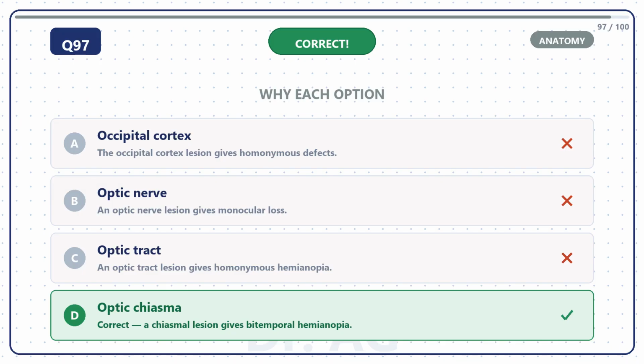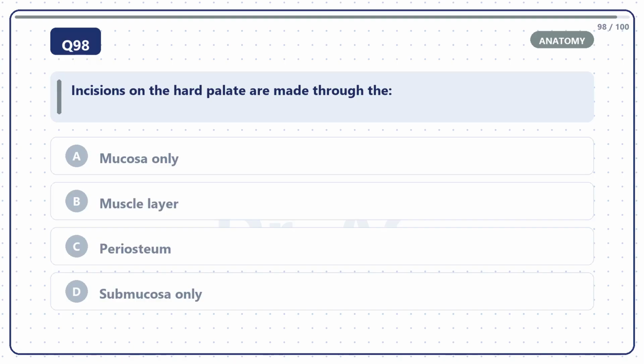Optic chiasma. Question 98. Incisions on the hard palate are made through the Option A, mucosa only. Option B, muscle layer. Option C, periosteum. Option D, submucosa only.